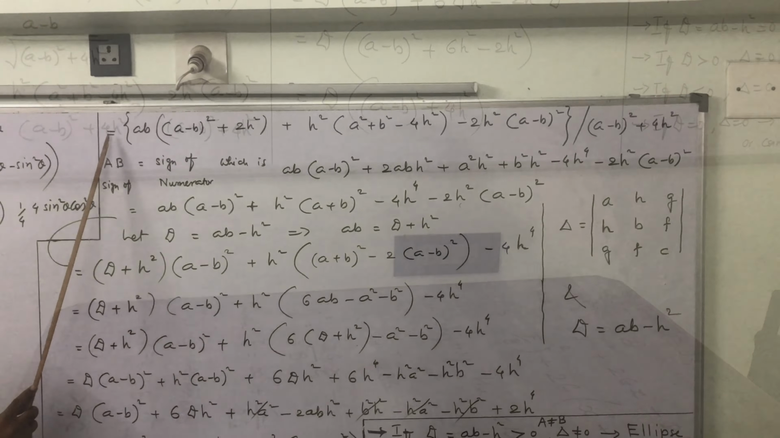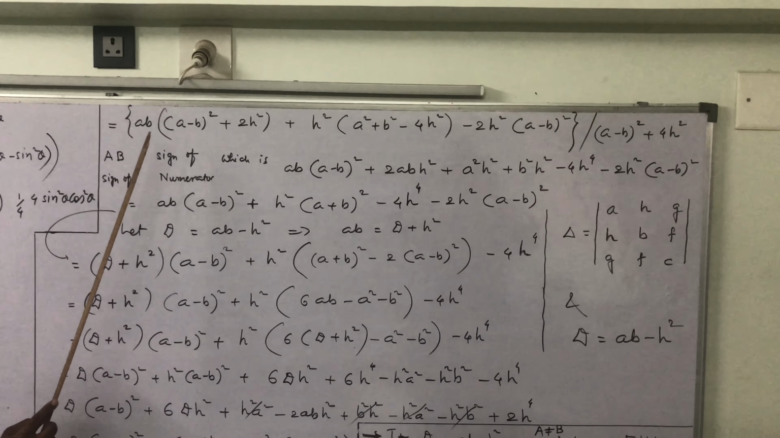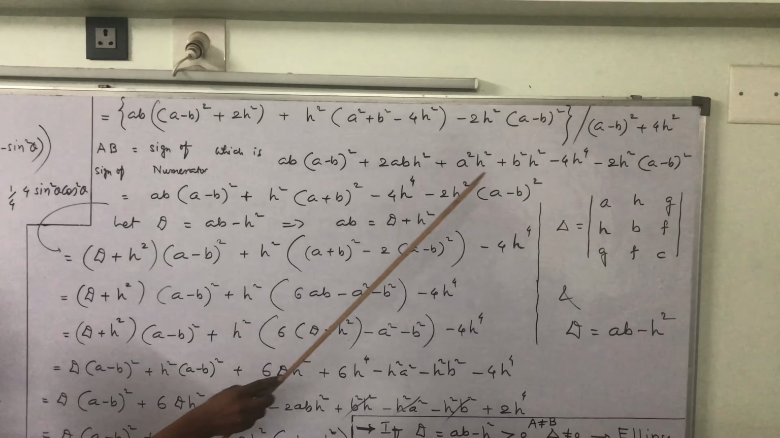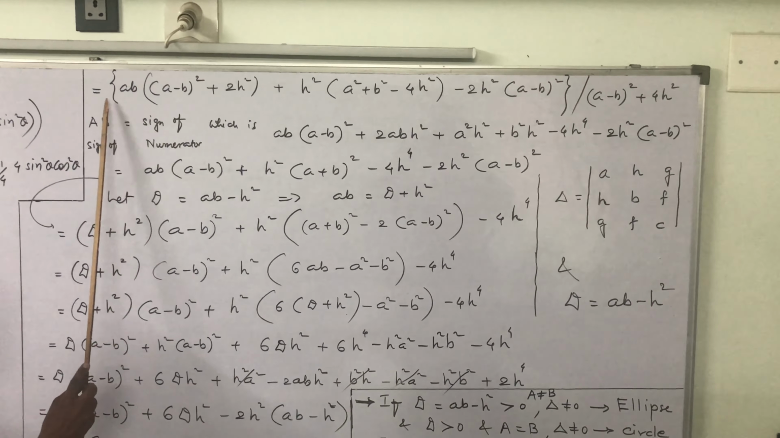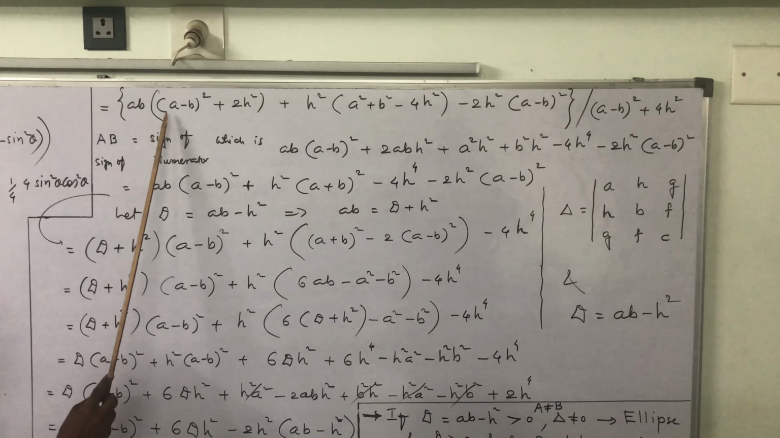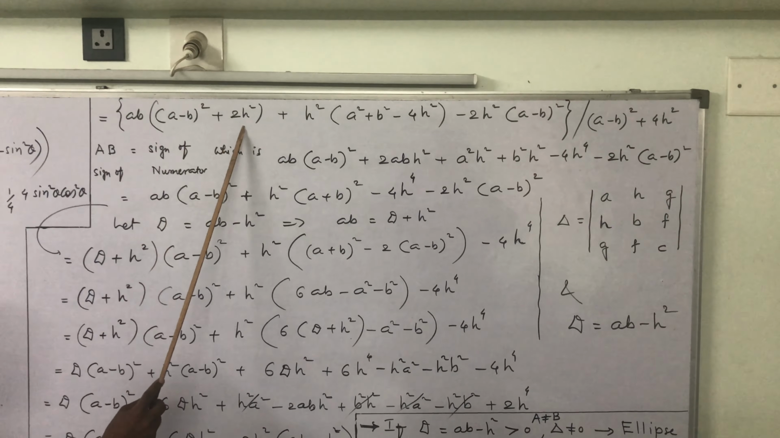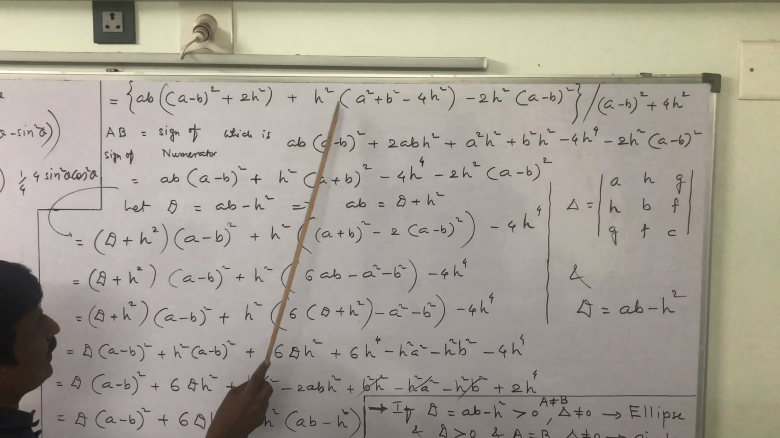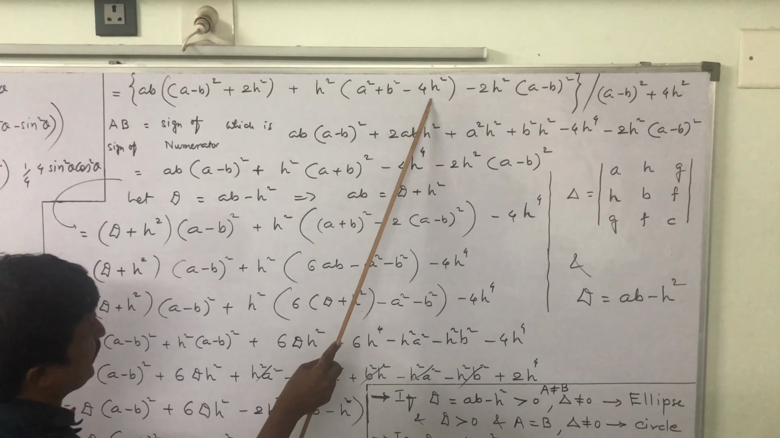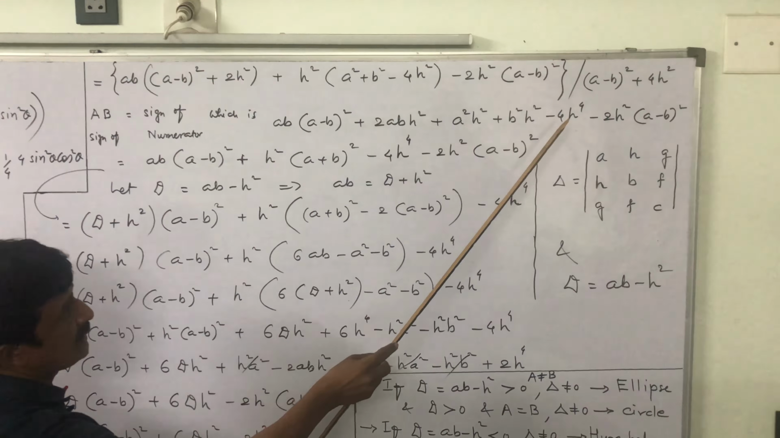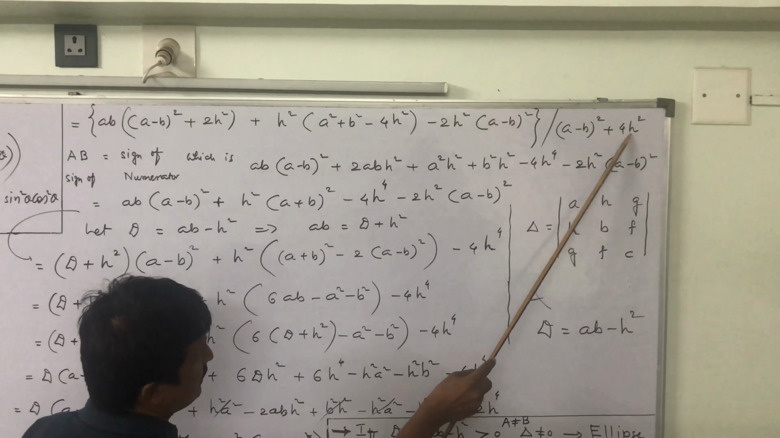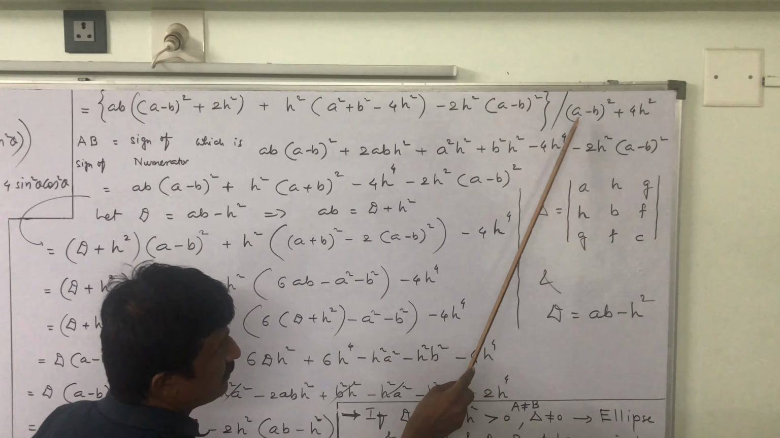Okay. Now simplifying the terms, taking the LCM, (a minus b) whole square plus 4h square, this is in the denominator. In the numerator, ab into bracket (a minus b) whole square plus 2h square, plus h square into (a square plus b square) minus 4h square minus 2h square into (a minus b) whole square. See, the denominator is always positive.